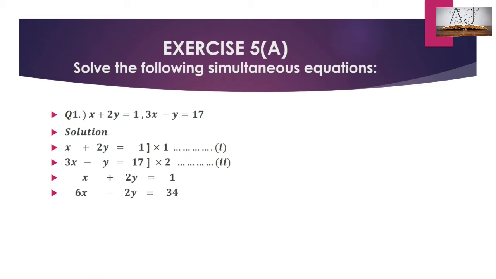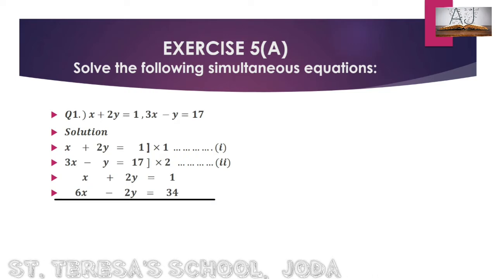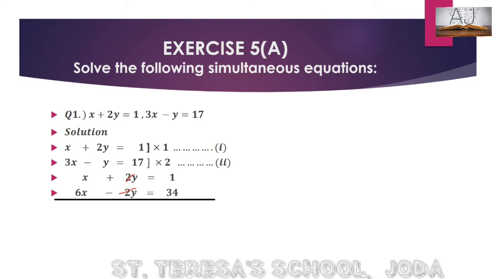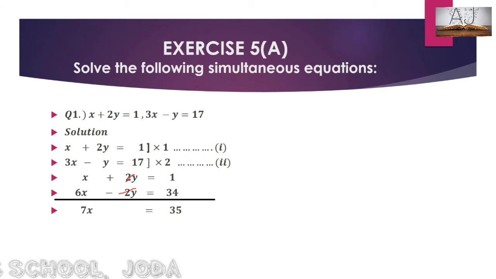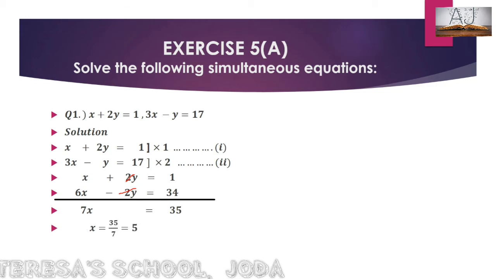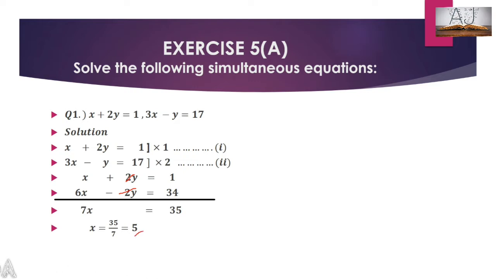So we get x plus 2y equal to 1 and 6x minus 2y equal to 34. Since the signs are already different, we don't have to subtract. Just add it. So no change of sign. Cancel plus 2y and minus 2y. x plus 6x is 7x and 1 plus 34 is 35. So x equal to 35 by 7, that is 5. So thus we get the value of x.